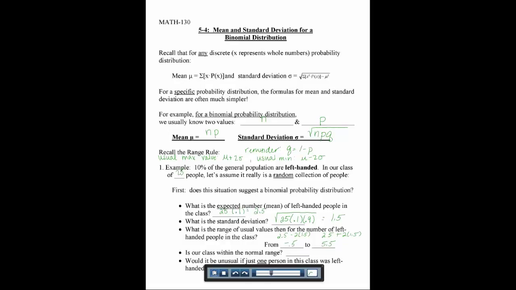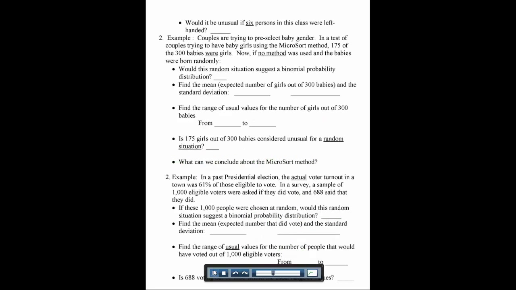Okay, now, can we answer if our class is within the normal range? Well, I don't know how many people out of this made-up class are left-handed, so we'll say sure. Let's say there were 4 people who were left-handed. That would be in the normal range. Would it be unusual if just one person in this class is left-handed? No, because the usual range is between negative 0.5, which in all practicality would be 0, up to 5.5. Okay, and on the next page it asks, would it be unusual if 6 people in this class were left-handed? Well, yes, because the max was 5.5, so 6 is bigger than that.